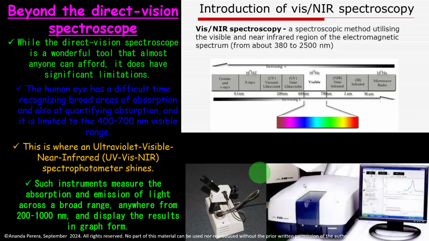Spectrophotometer. It is the name of the machine. Such instruments measure the absorption and emission of light across a broad range, anywhere from 200 to 1000 nanometers. We can see only 400 to 700 nanometers, but beyond that, 200 up to 1000 nanometers, we can get the range from this machine. So it is very useful. Now you know what this name, UV, VIS, NIR, means. When you see the testing certificates, you can see this short name, showing they have tested with it.